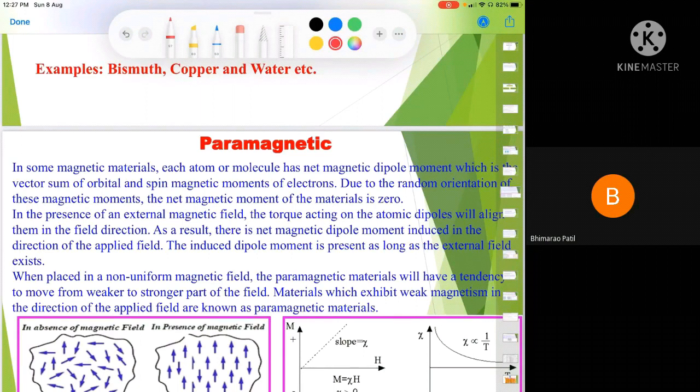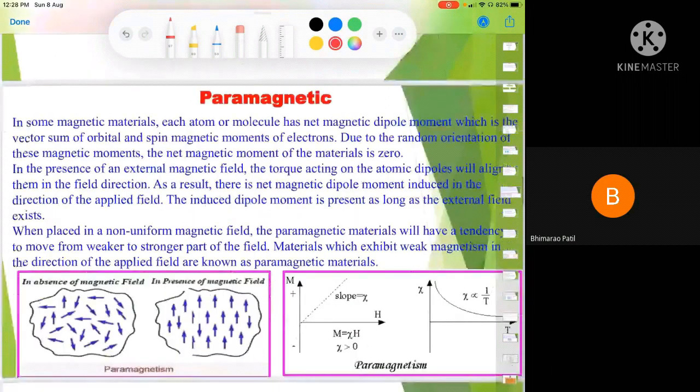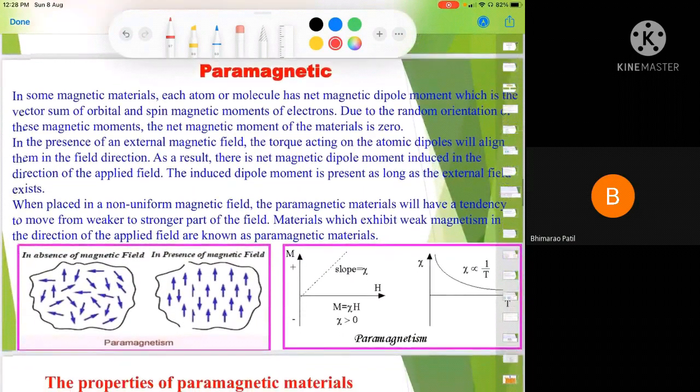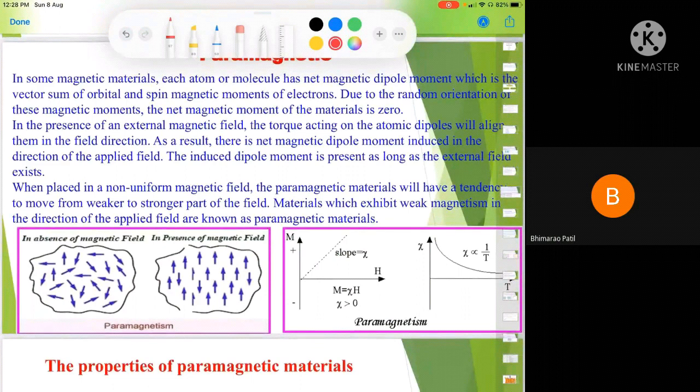This means that paramagnetic materials interact with the applied magnetic field as long as the applied magnetic field exists. When such materials are placed in a non-uniform magnetic field, the paramagnetic material has a tendency to move from the weaker to the stronger part of the field. Materials which exhibit weak magnetism in the direction of the applied magnetic field are known as paramagnetic materials. This can be shown in the two figures here.